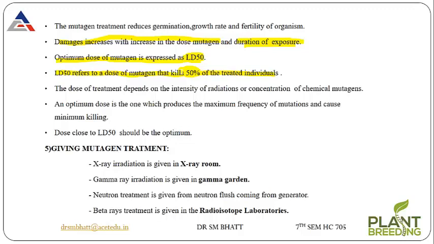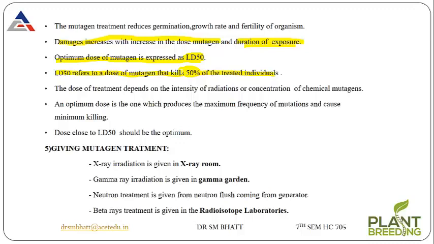Okay, so that's why the LD50 concept is very widely used in the mutation field. An optimum dose is one which produces the maximum frequency of mutation and causes minimum killing. Minimum killing is the main target, so doses close to LD50 should be given in a very limited amount. That minimum killing is desired.